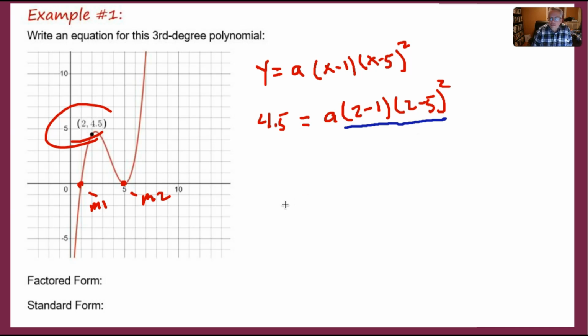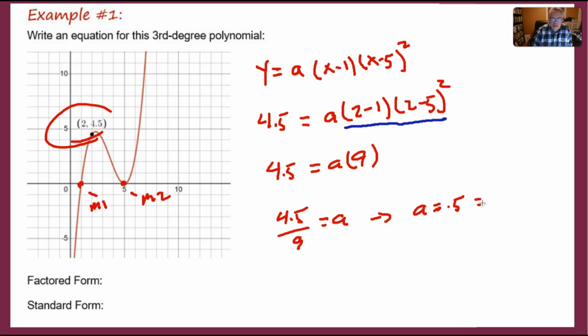this part is just a number. We can put that in our calculator. In fact, we get 9. So we get 4.5 equals a times 9. If I divide by 9, we can figure out the value of a. So 4.5 divided by 9 is a, which means a is 0.5. Actually, I prefer a fraction, so we're going to take it as 1/2. So our final equation in factored form is y equals 1/2 times x minus 1 times x minus 5 squared.